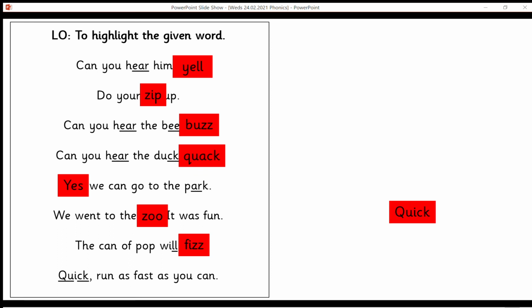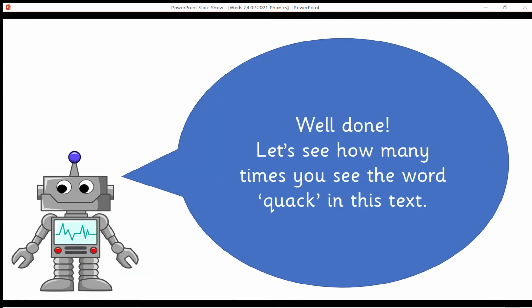Here's a clue. Let's see if you got it right. Super, well done everybody, you did a great job.